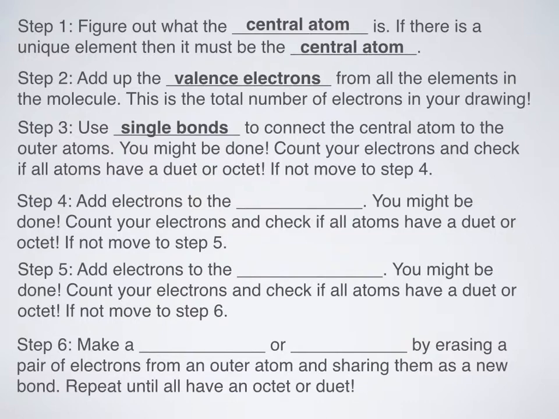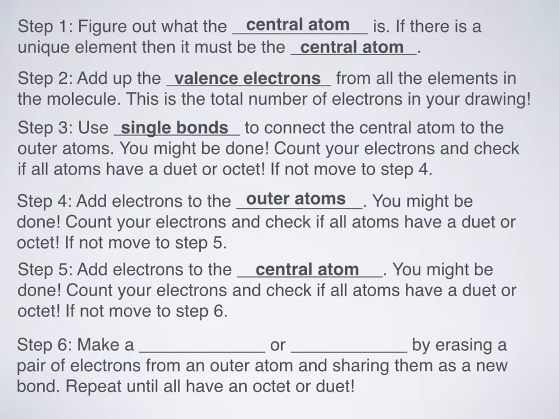The next step is we use single bonds to connect the central atom to the outer atoms. So we start with single lines. You don't start by drawing double bonds or triple bonds or anything. We're only going to start with just single lines connecting them. And then after that, for step 3, it says you might be done. So you want to count your electrons and check all of your atoms and see if they have duets and octets like they're supposed to. If they don't, though, then we move on to step 4.